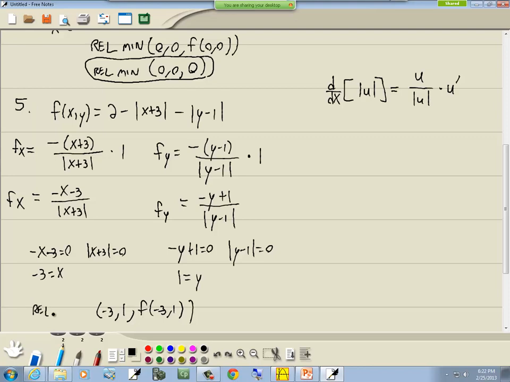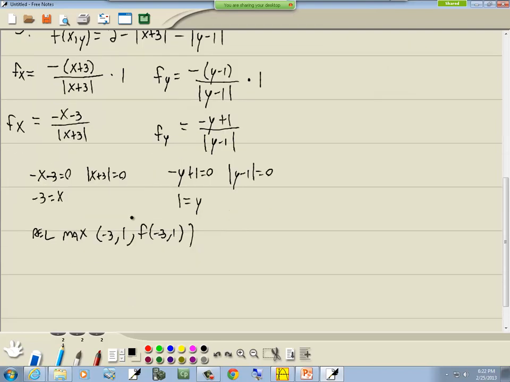Well, let's think what we already said. We said that the largest value can be is 2. So this is going to be a relative max at this value here. Now if I were to plug negative 3 in for the x, negative 3 plus 3 is 0, absolute value of 0 is 0. If I plug 1 in for the y, 1 minus 1 is 0, absolute value of 0 is 0. So the z would be equal to 2. So our relative max is going to be negative 3, 1, 2. And that's our answer.